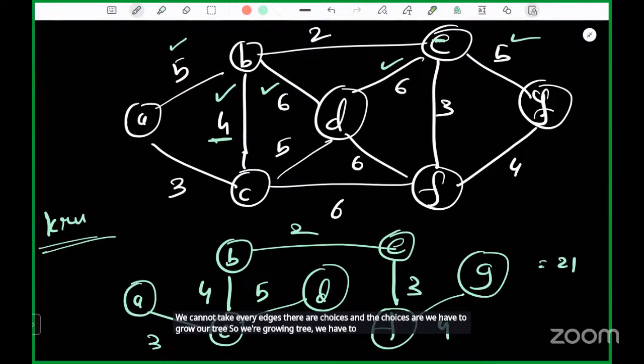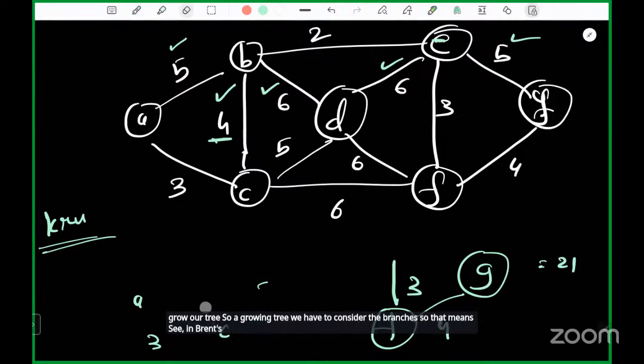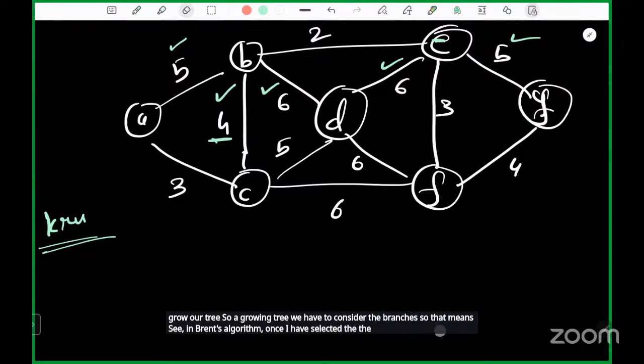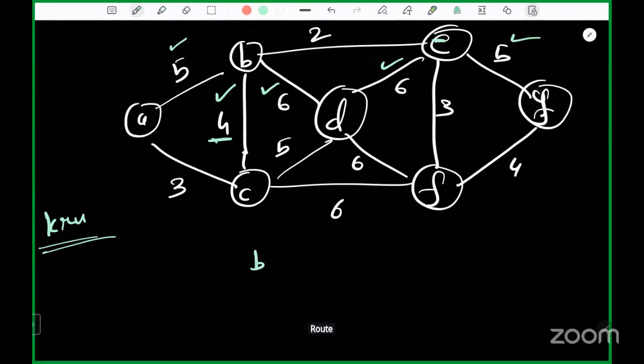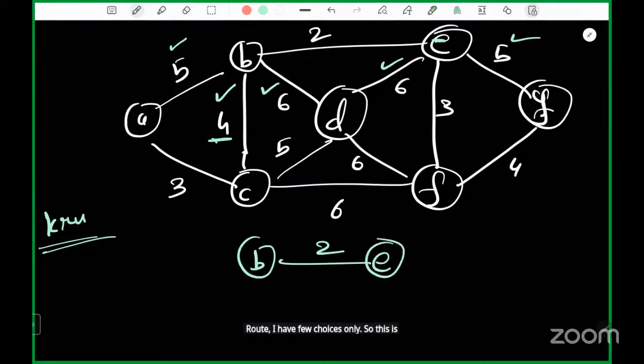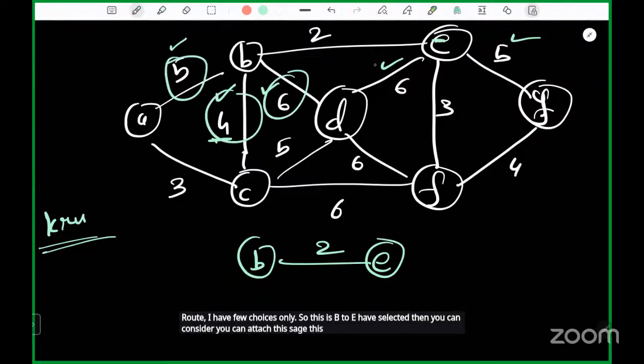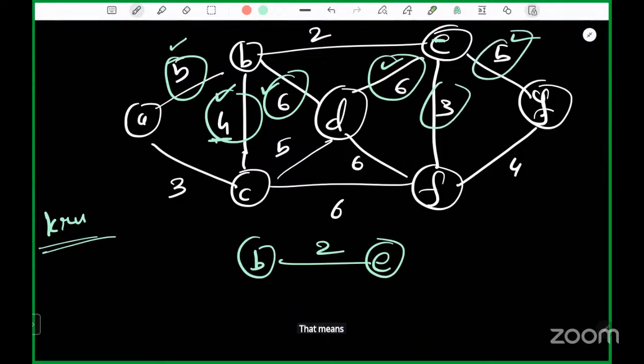See, in Prim's algorithm, once I have selected the root, I have few choices only. So this is B to E I have selected. Then you can attach this edge, this edge, this edge, this edge. That means only connected edges you can apply. But in Kruskal's algorithm, we can randomly take any edge, an independent choice. Okay, so this is the basic difference.